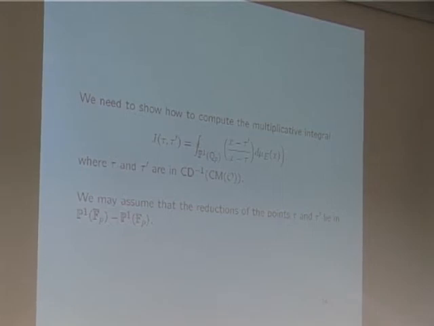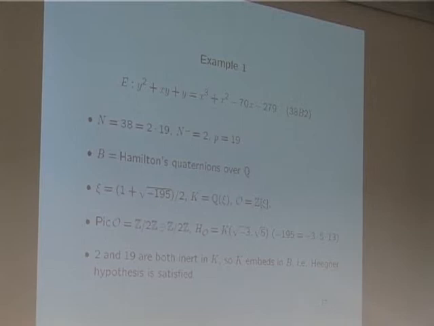So we need to show how to compute the multiplicative integral, which I'll call J(τ, τ'), this multiplicative integral over P1(Qp) of this rational function against the measure attached to E, where τ and τ' correspond to CM points attached to some order O. And by the way these points arise, we can assume that if we look at the reduction of τ and τ' in P1(Fp bar), these things do not lie in P1(Fp). Seems strange, but this will actually be very useful for us.